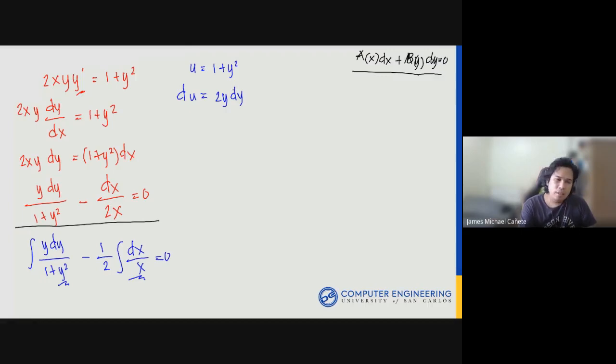2y dy. Can we retcon? For later na lang. So 2y dy, if you look at the original, wala tayo 2. So we can have du over 2 equal to y dy. So we have direct substitution.